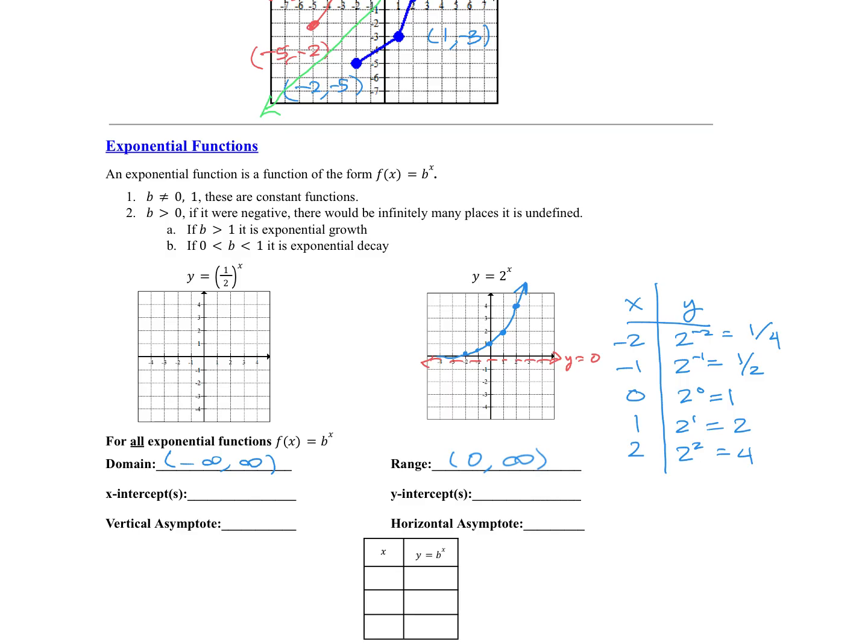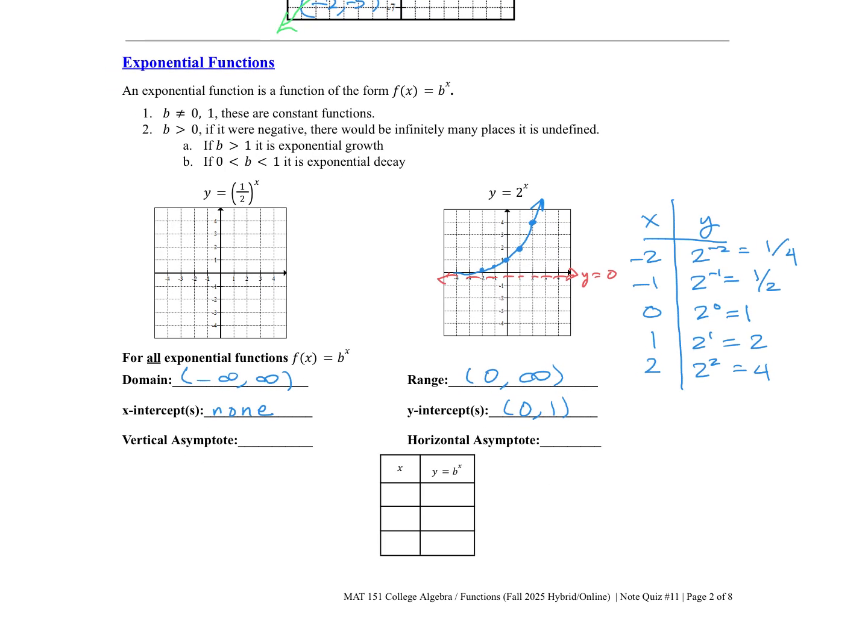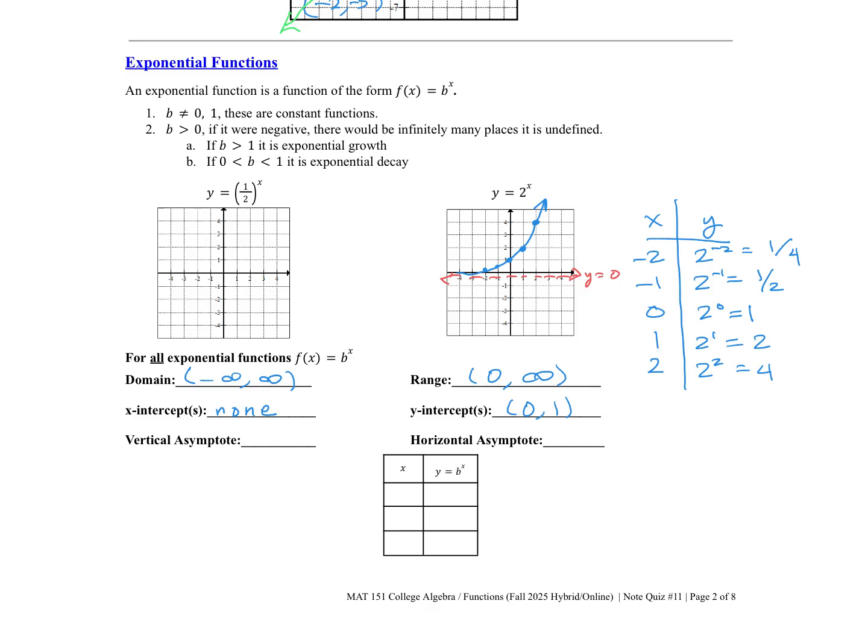And because we never reach 0, it is impossible for us to cross the x-axis and have an x-intercept, so there are none for x-intercepts. The y-intercept is actually in our table. It's the ordered pair (0, 1). There is no vertical asymptote, but you will notice there is a horizontal asymptote, which is y equals 0. So again, no vertical. The answer is none. And again, y equals 0 is our horizontal.